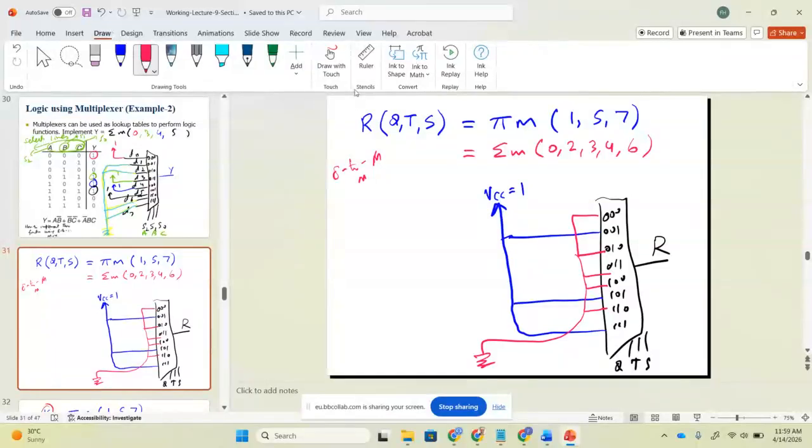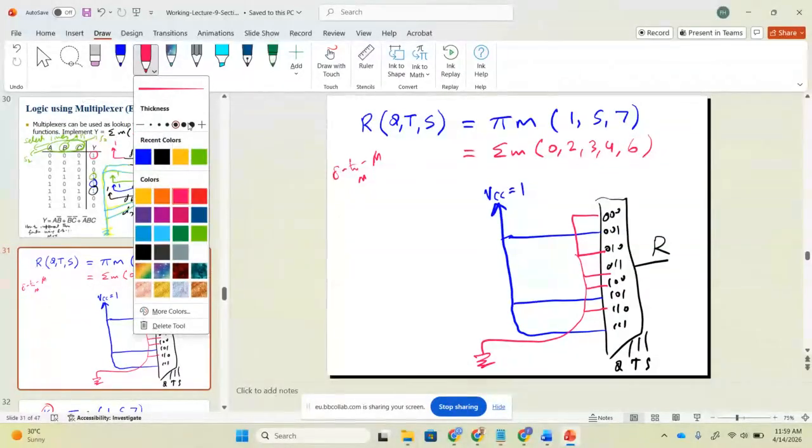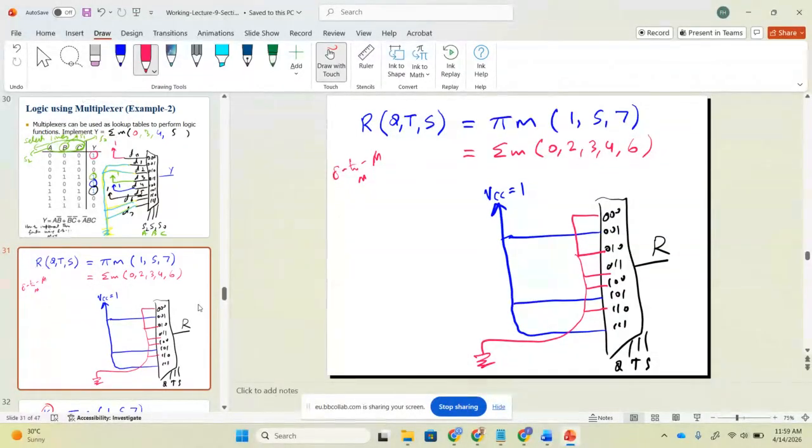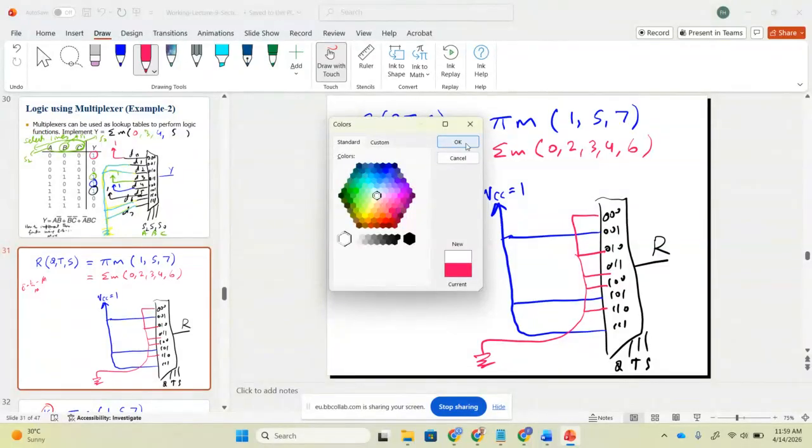How can I use the rubber? Where is it? Any rubber here? Yeah, so this maybe I will use. So basically what I can do, I can increase its size and I can make it more color, make it like this.